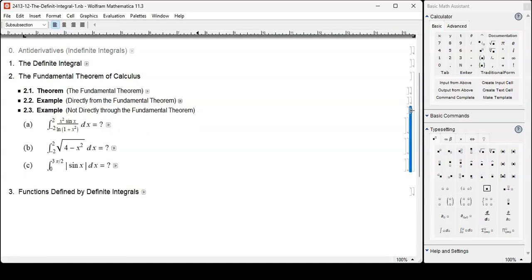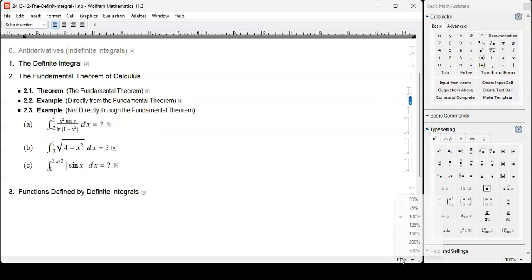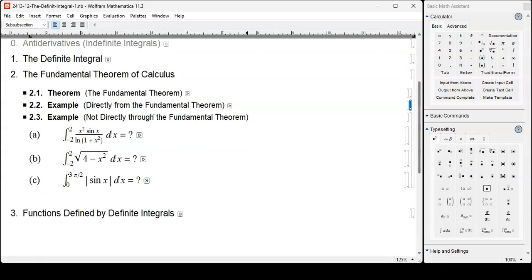There's more. And I gave you a hint, not directly related to the fundamental theorem. Well, they're related, but not directly. And as you can see here, how do you calculate the antiderivative? Let's see, I'm going to need some space. I'll use a bigger font. The integral of x squared sine of x over log of 1 plus x squared dx. Any idea how to calculate the antiderivative?